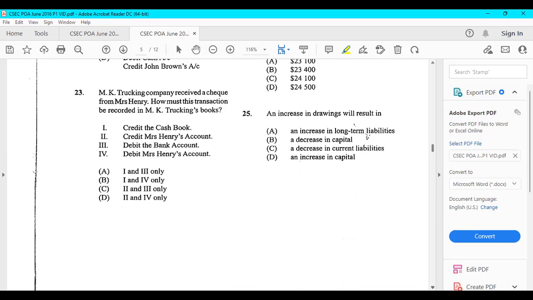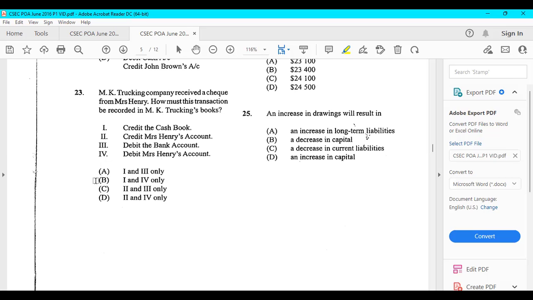Number 23. MK Trucking Company received a check from Mrs. Henry. How must this transaction be recorded in MK Trucking's books? So we, as MK Trucking, are receiving a check. A check affects our bank account. Right away, option B is out because there's nothing here that deals with our cash account. Our bank account is being affected and it is increasing. Remember, bank is an asset. When our assets increase, we do a debit entry. So we have to do a debit to our bank account. So definitely part 3 would be in. So the only possible answers here would be A and C, or C.